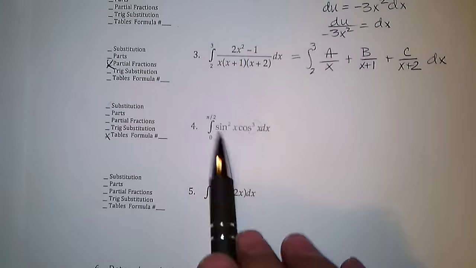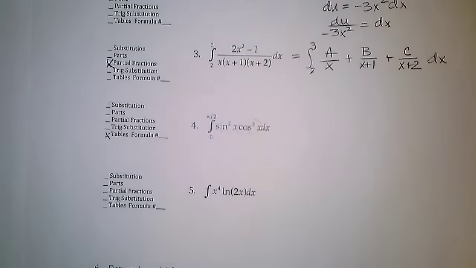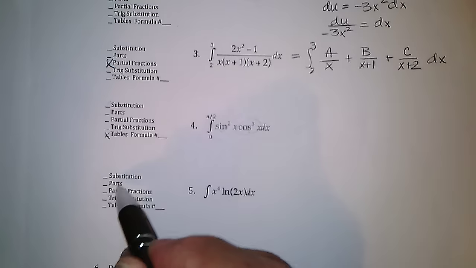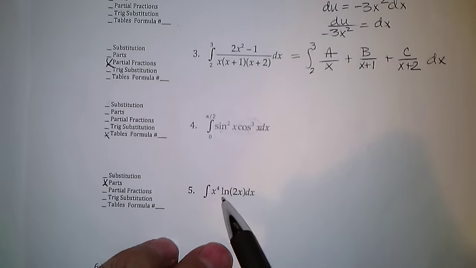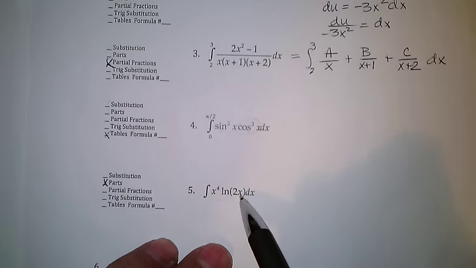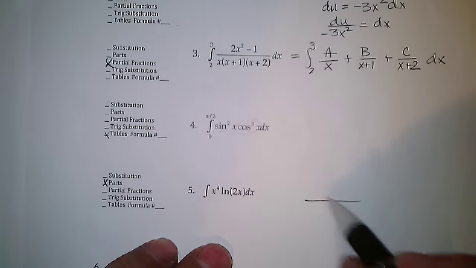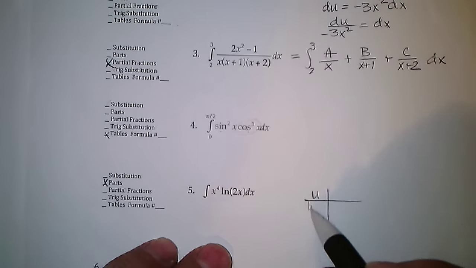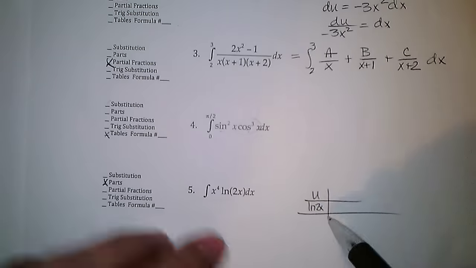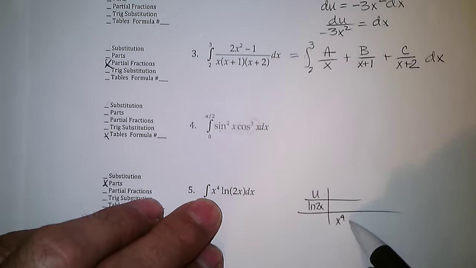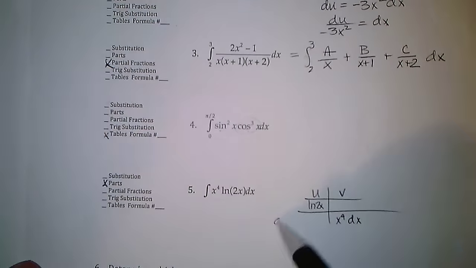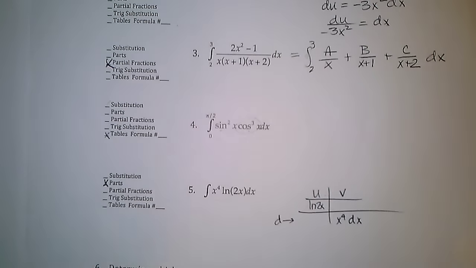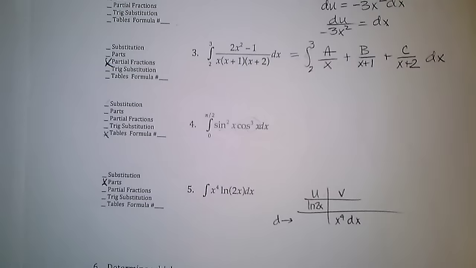Now, we might try integration by parts, but that doesn't work very well on something like this. And we haven't selected integration by parts, so I'm guessing we're going to do integration by parts on this one. And in fact, I'm not sure how to integrate ln, so I would probably let u be ln of 2x and dv to be x to the fourth dx. And this would be the D row. So, all right, so let's go through and do these.